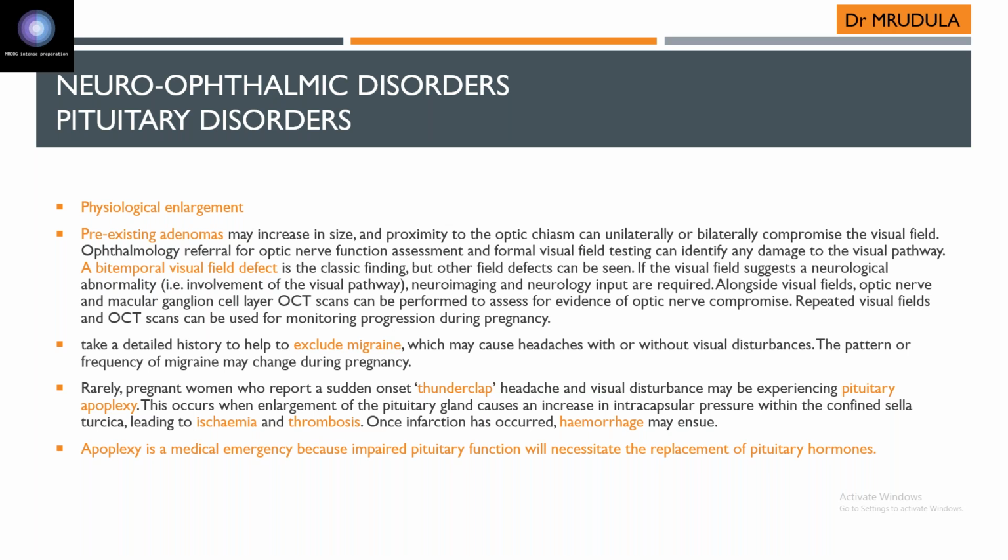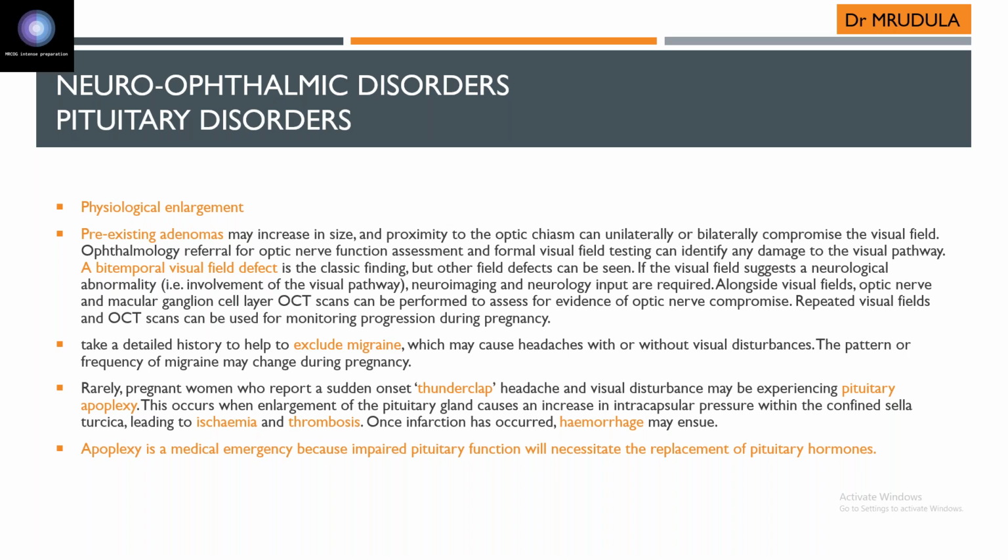So here, optic nerve function testing and visual field testing should be done. A bitemporal visual field defect is the classic finding for any pre-existing adenoma, but other field defects can also be seen. If you suspect any neurological abnormality, then neuroimaging and neurology input should be taken. Along with visual fields, optic nerve and macular ganglion OCT scans should be performed. Repeated visual fields and OCT scans are required for monitoring.